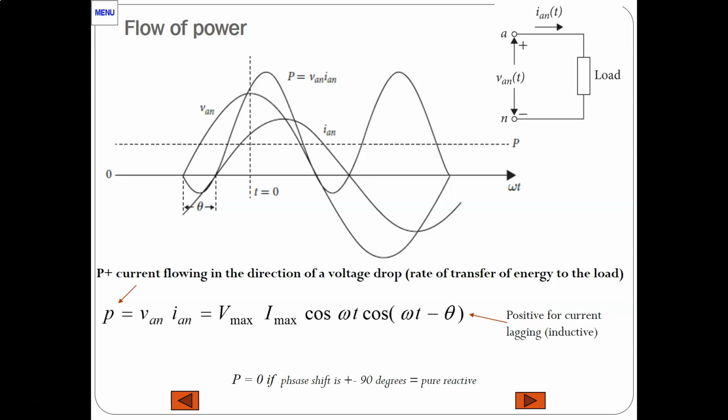Now, another aspect is the flow of power. Here we can see that it is not a pure reactive or pure resistive circuit, so the theta, the angle between them, or the phi I had earlier, will decide how far apart the voltage and the current are. When we have a positive P, that means current flowing in the direction of the voltage drop, so the rate of energy transfer is to the load. Also remember that this angle is positive for lagging current.